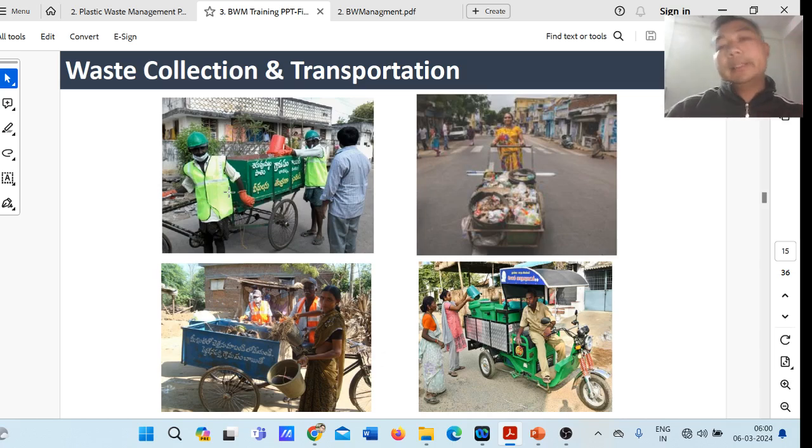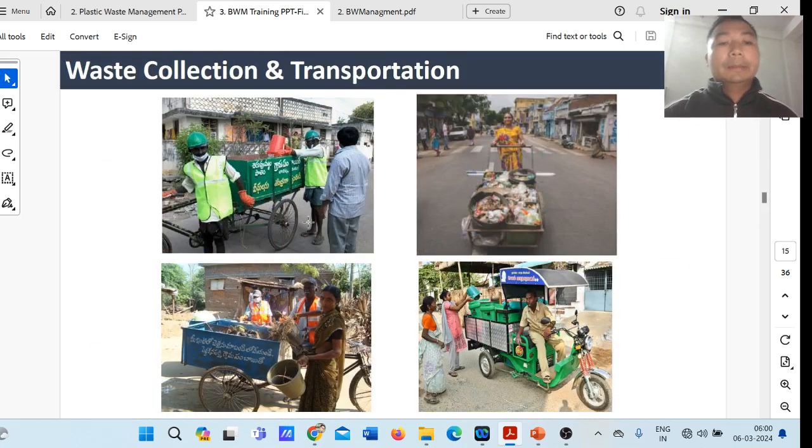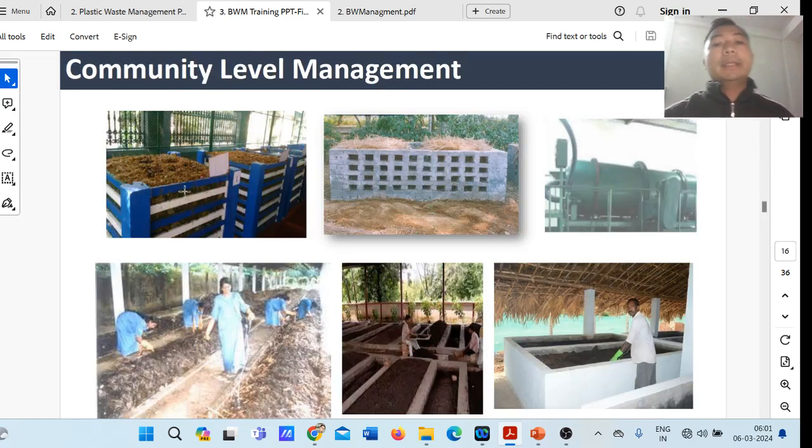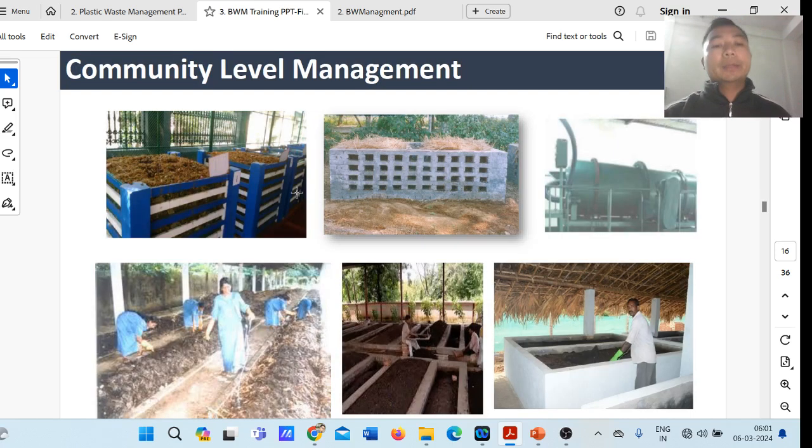After collecting at the village household level and putting it at the village level, segregation is still needed, because sometimes people forget and just mix things up. So segregation is very necessary. After collection, they will transport it to the area where the process is to be done, right? And community level management. This is applicable to all, individual and community level.